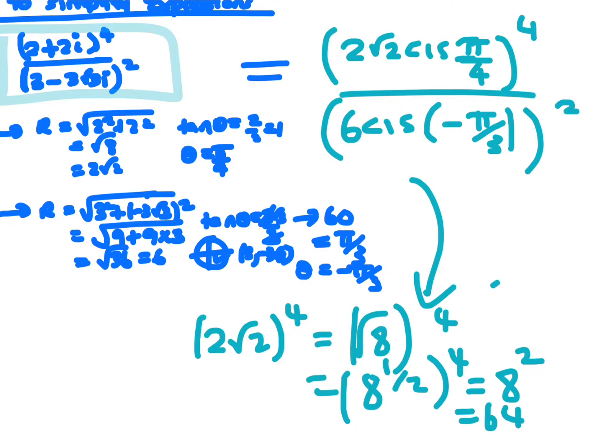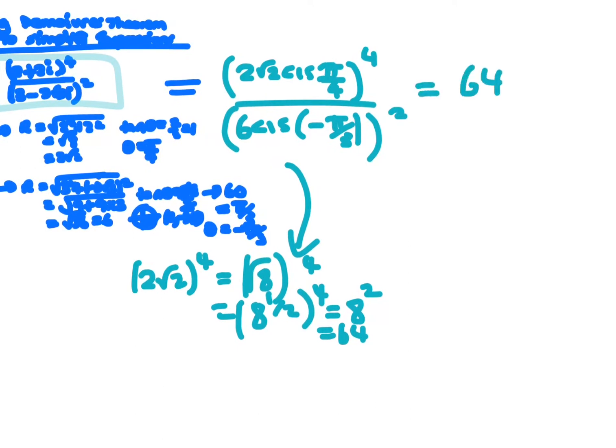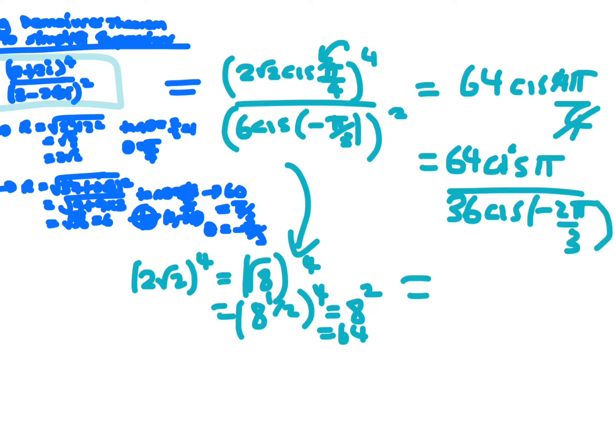So on the top then we have 64. And the 4 will come down there, so you'll have cis 4 pi on 4. They cancel out. So it's 64 cis pi on the top. On the bottom, you have 6 squared, which is 36, cis minus 2 pi on 3. 64 on 36, so that would be 32 on 18 and 16 on 9. That's just by halving it.